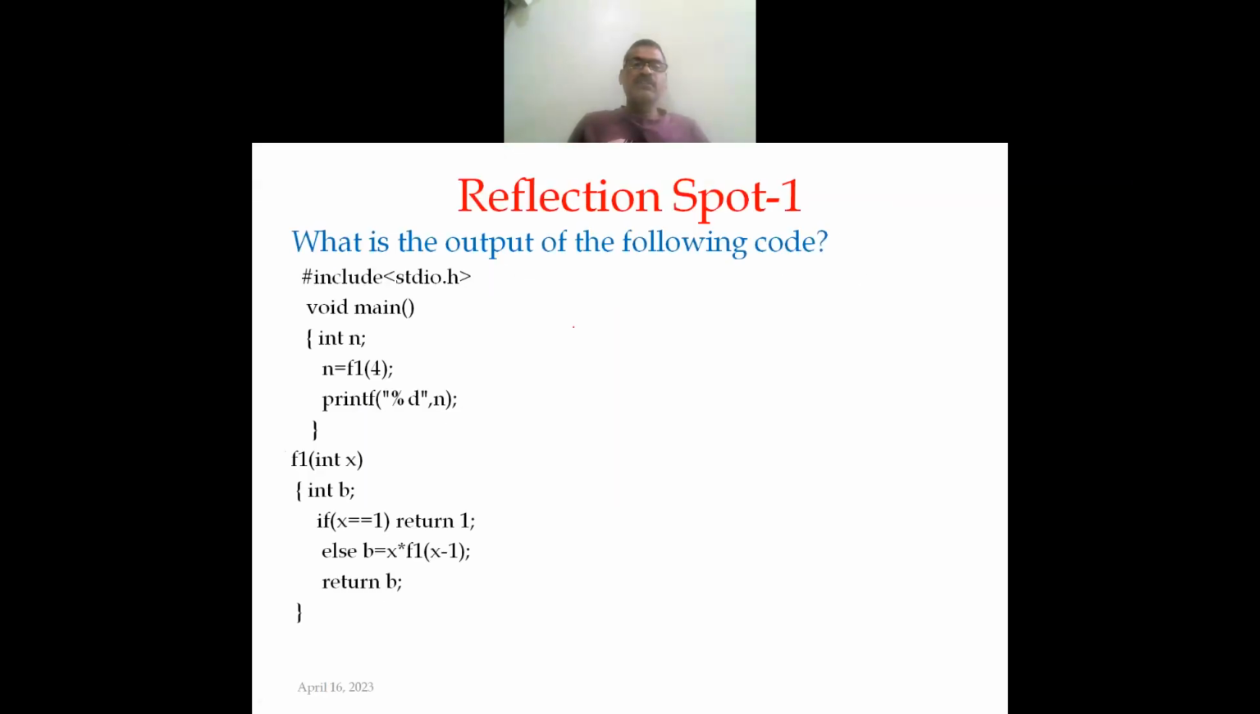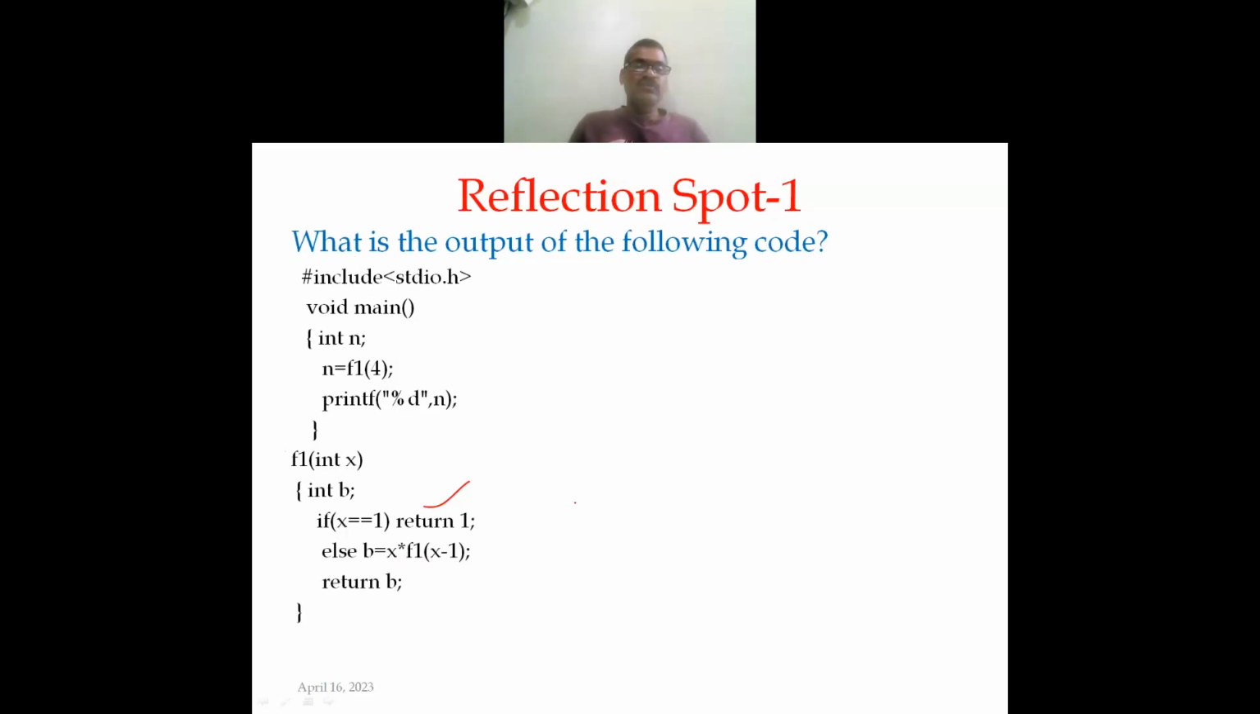O of n. Now coming to the reflections part, what is the output of the following code? Anyone can guess. This is a recursive function we are given. F1 is a recursive function. So if this x value is 1, return 1. This is the base condition. Else x into f1 of x minus 1 we are calling. Anyone can answer this question.